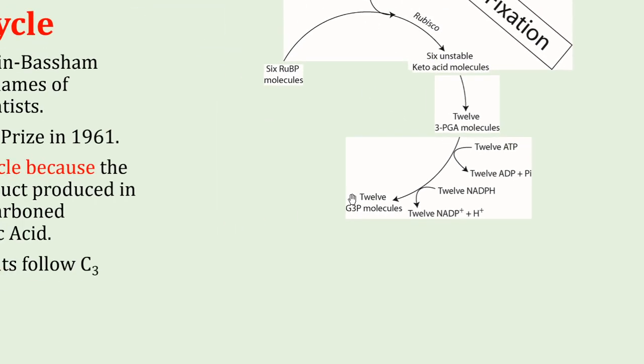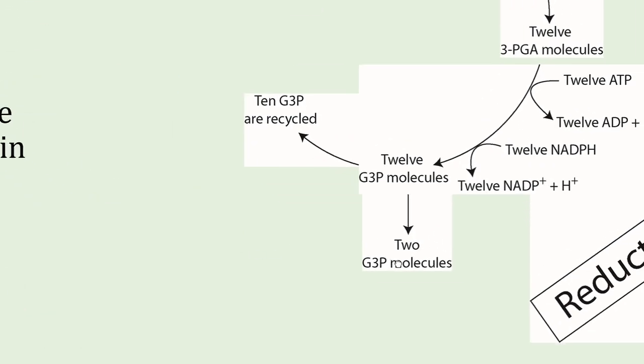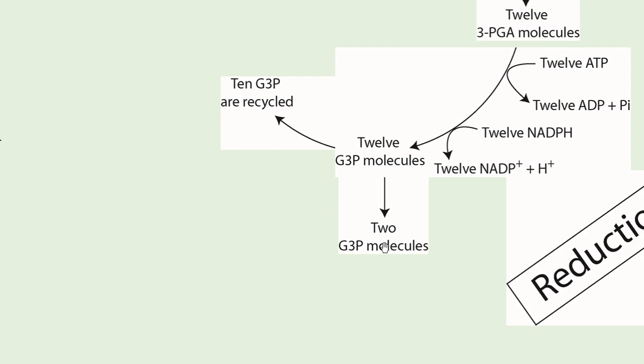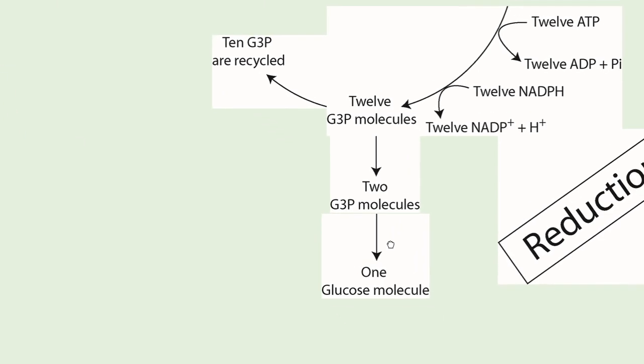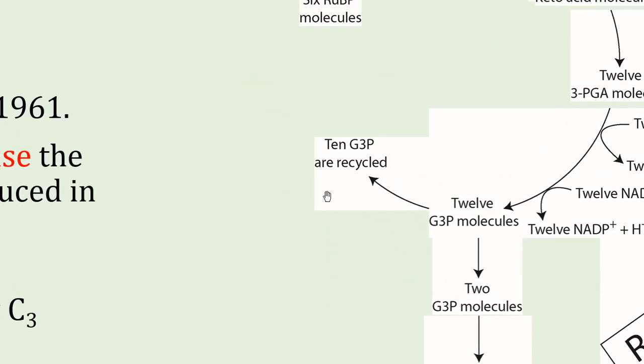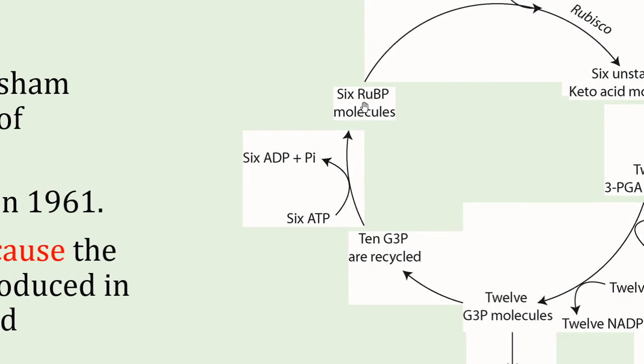Then among these 12 G3P molecules, 10 G3P molecules are put apart for recycling process, and 2 G3P molecules are taken apart for production of glucose. So 2 G3P molecules are taken apart to combine into 1 glucose molecule, and the rest of the 10 G3P molecules are recycled to produce again the precursor molecule RuBP. And during this process also the energy of ATP is consumed.